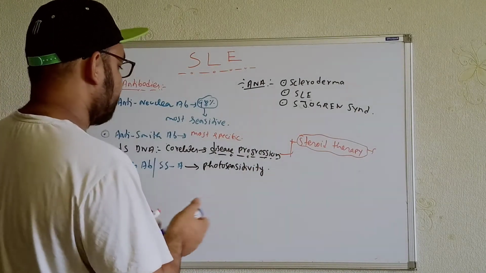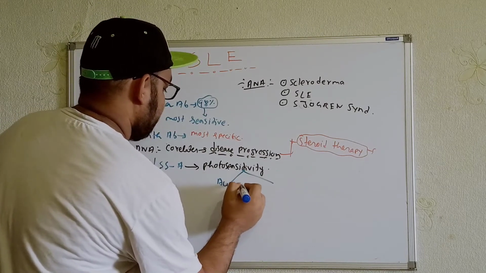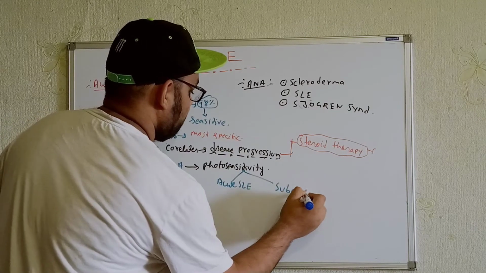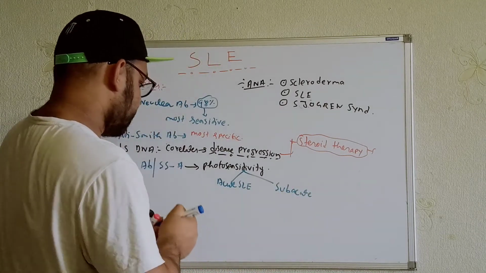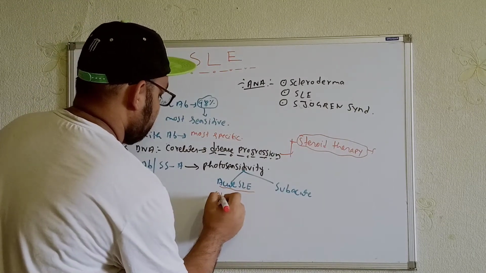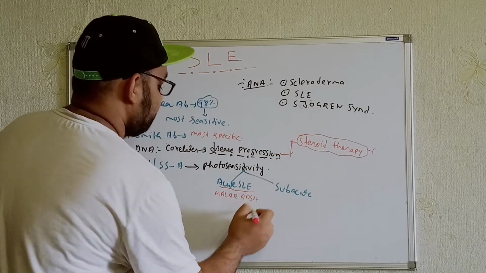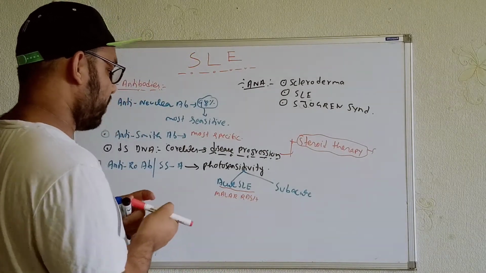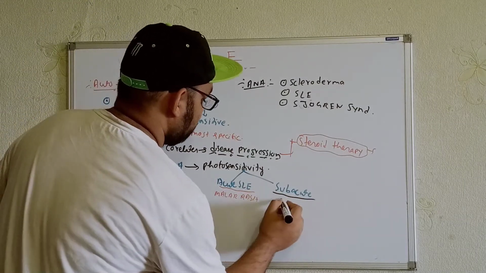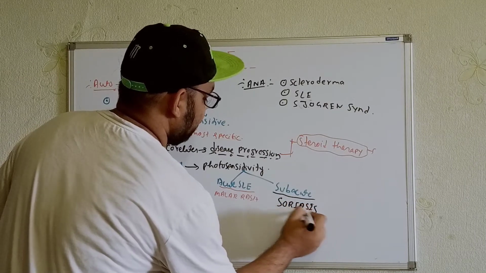In both cases, we will get ACLE, acute or subacute. Now, if the person is having acute ACLE, then we will get the malar rash. And if the individual is under the subacute, we will get the psoriasis over here.